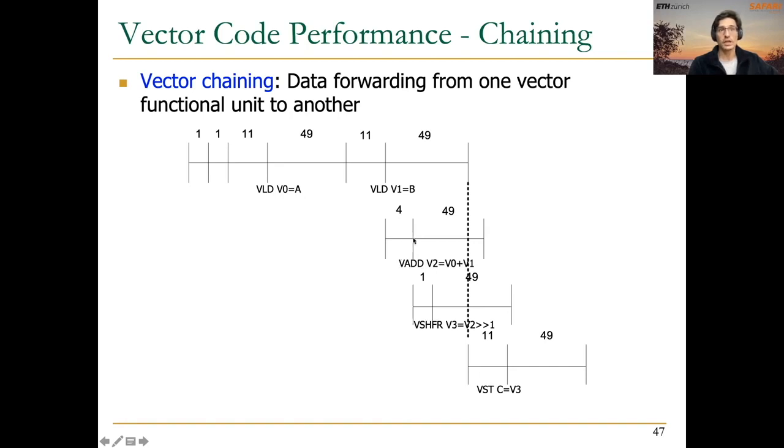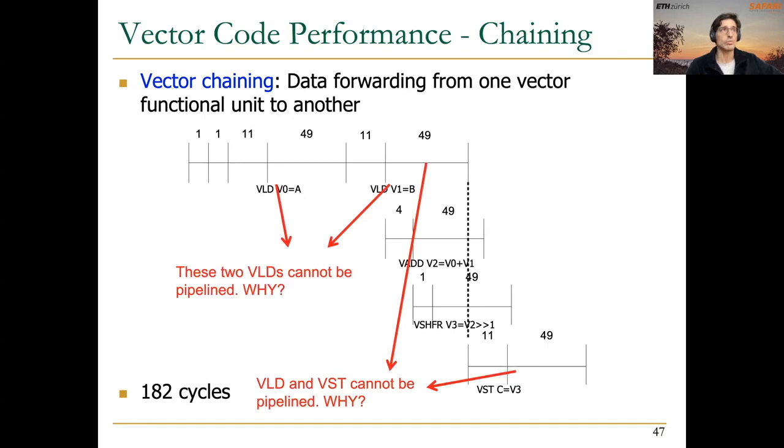And after that, we will complete one by one the execution for the remaining elements from A and B, and then shift right, and then the store operation. So as you see here, we are creating this chain that gives us way more performance than the previous execution. In total, actually 182 cycles. But we can optimize this code even more.